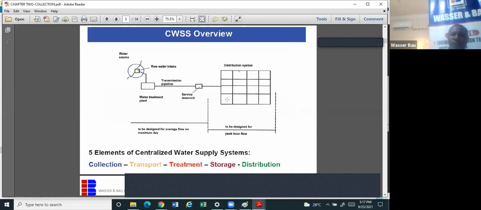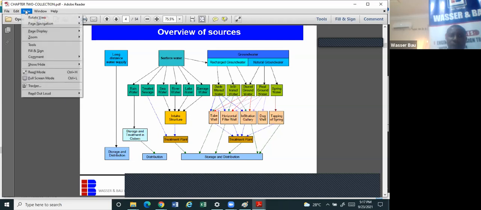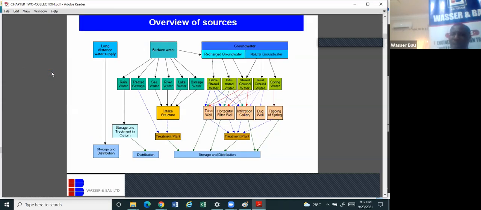Okay, the next one is your water collection. Water can come as long distance water supply. It can come as surface water. It can come as groundwater. Underground water, it can either come as recharge water or it will come as natural groundwater.